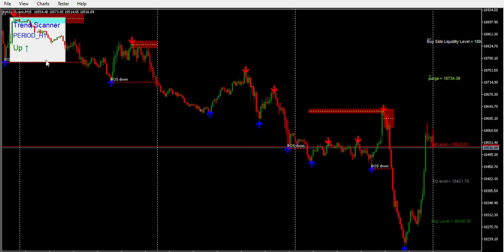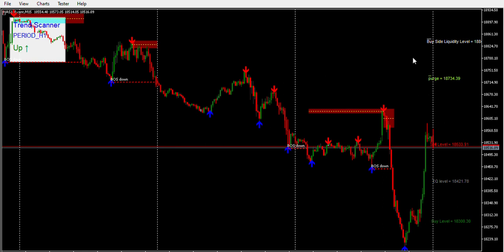On the higher time frame, it will look for market structure, the highs and the lows. If the price is making higher highs and higher lows, it is on an uptrend. If price is making lower lows and lower highs, it is on a downtrend. At the moment, the indicator is telling us that on the 1 hour time frame, the market is up because it's making higher highs and higher lows.